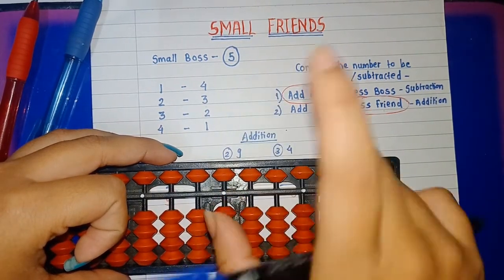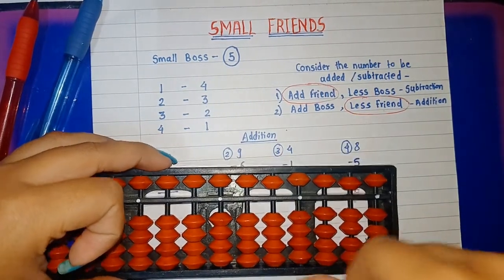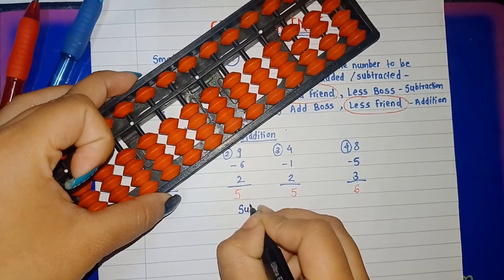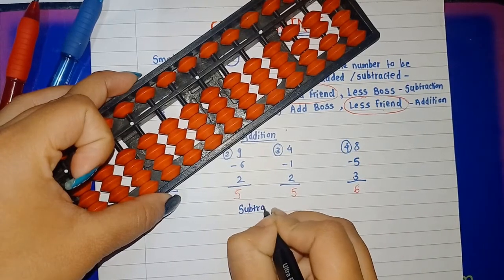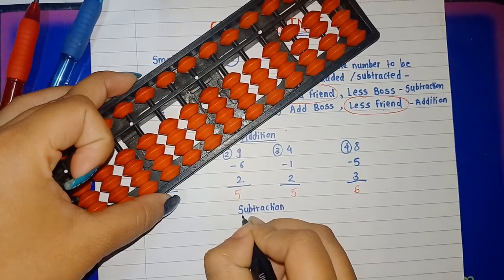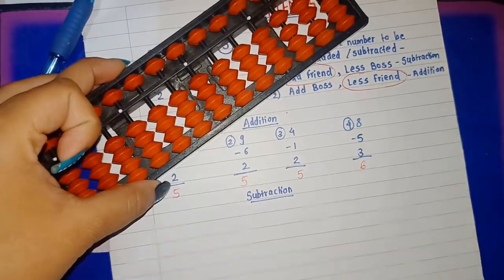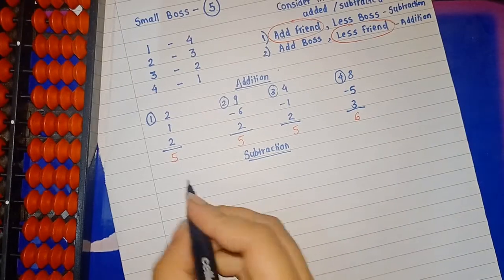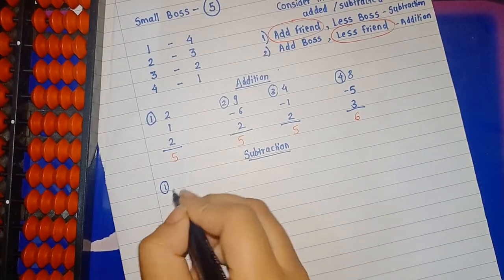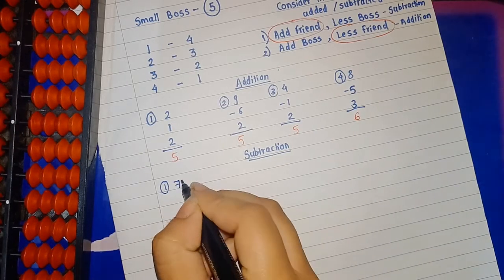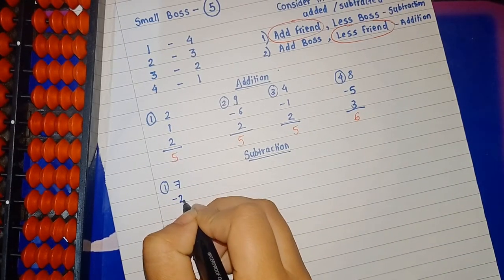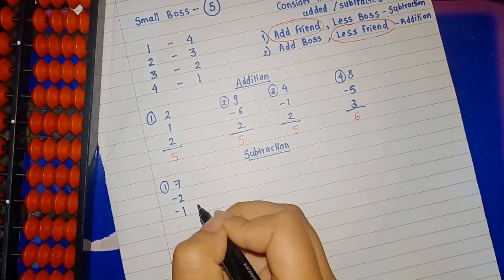I hope you got this. Now let's see some basic sums of subtraction. First, that is 7 minus 2 minus 1.